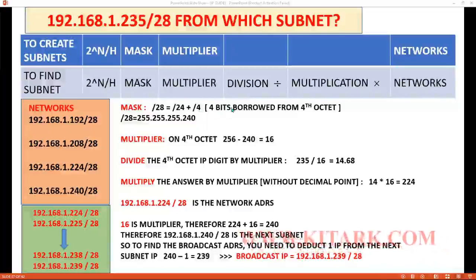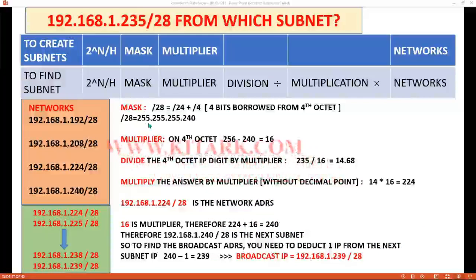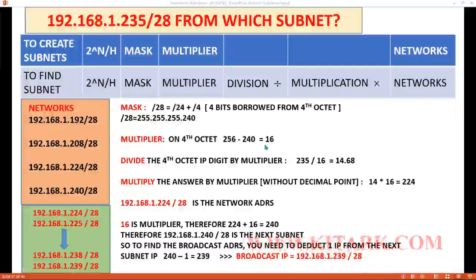Okay. After finding the subnet mask, you can move on to the multiplier portion. So in the multiplier, you can find out 256 minus 240 in the 4th octet, because the last change is in the 240. So you can deduct it from the 256 and find the multiplier here. So multiplier equals 16. So next you can find the particular IP address 235 on the 4th octet.